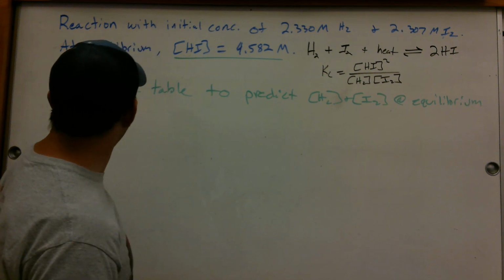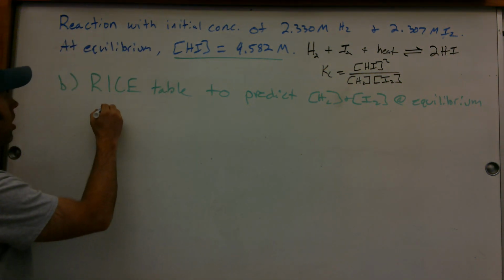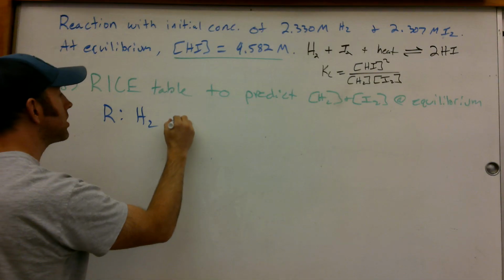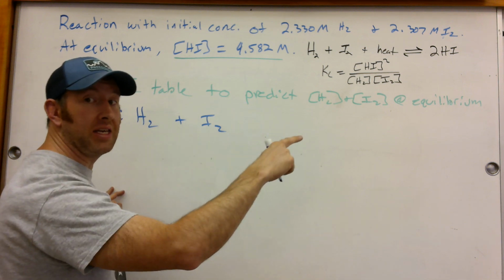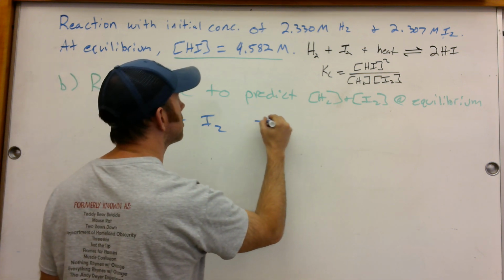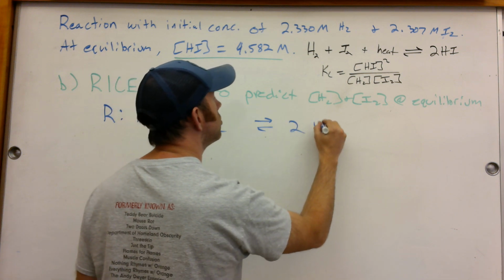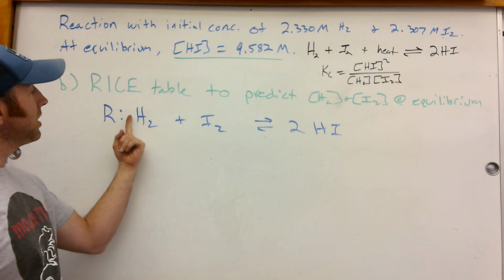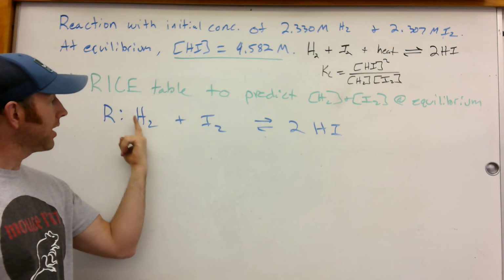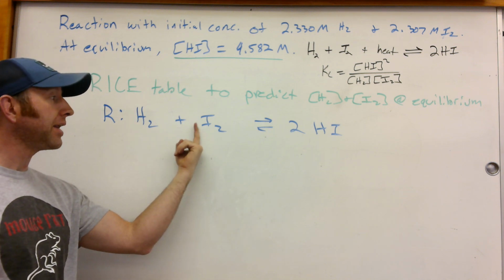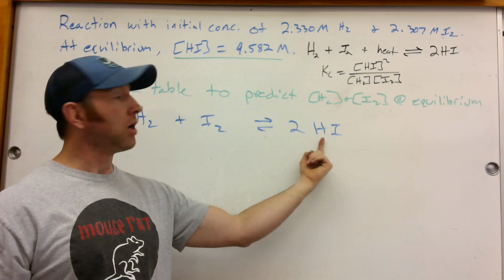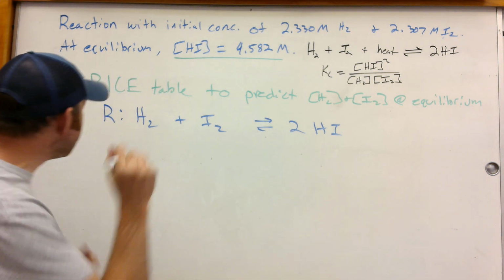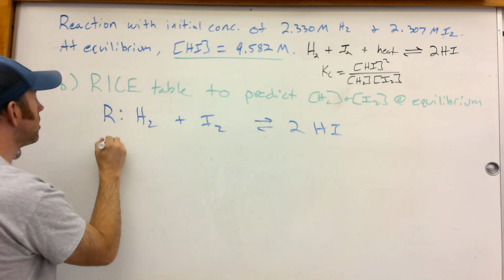So the RICE table is an acronym, of course, where R stands for reaction, so I'm just going to rewrite our reaction: H2 plus I2. I'm not going to worry about the heat in this instance. It's going to yield at equilibrium 2HI. And what we have to remember about this reaction is that, because these have coefficients of 1, 1 mole of hydrogen and 1 mole of iodine will yield 2 moles of hydrogen iodide. Okay? There's my reaction. Now, my initial concentration is given to me as well.